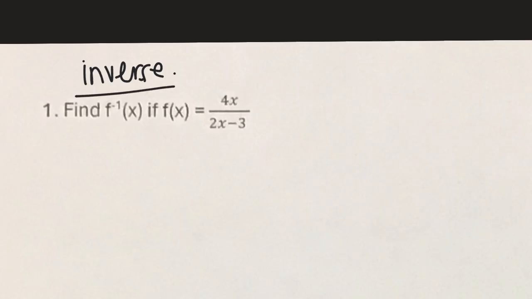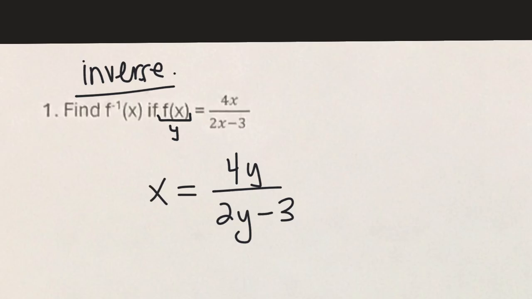When we do an inverse, we switch the x and the y. So this is technically y, right? F of x means y. So we start off with x equals 4y over 2y minus 3. We switch our x and our y, and now we have to solve for y. So we're going to multiply by the denominator, right? Because I don't want denominators. They're icky and gross. So I multiply to get rid of my denominator.